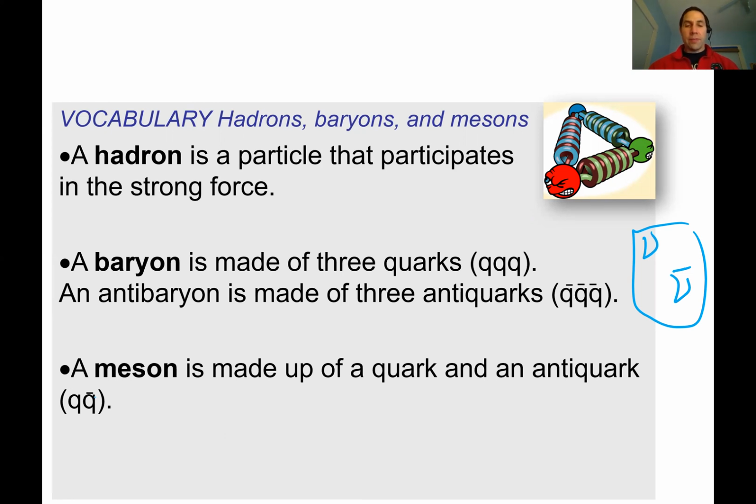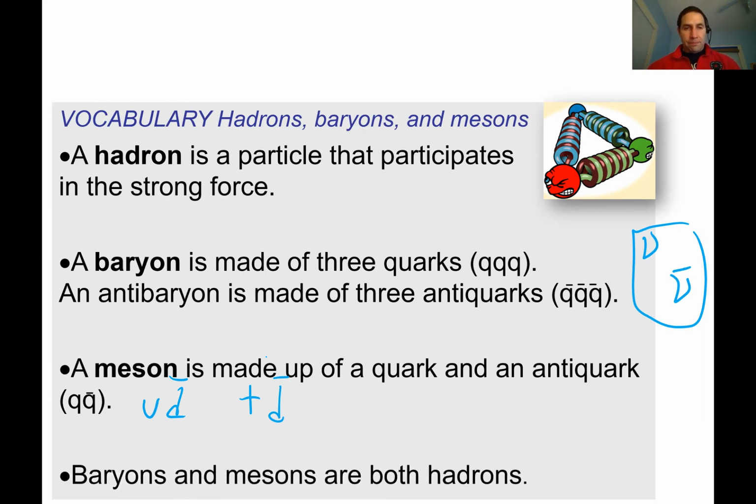Okay, and then a meson is made up of a quark and an antiquark, so q q-bar. When I say q, I'm just saying a generic quark. For example, a meson could be an up and an anti-down, or it could be a top and an anti-down, etc. Those are just 2 examples. Baryons and mesons are both examples of hadrons. Again, a hadron is a particle that participates in the strong force. You may have heard of the Large Hadron Collider. Guess what? They are colliding hadrons, particles that participate in the strong force.